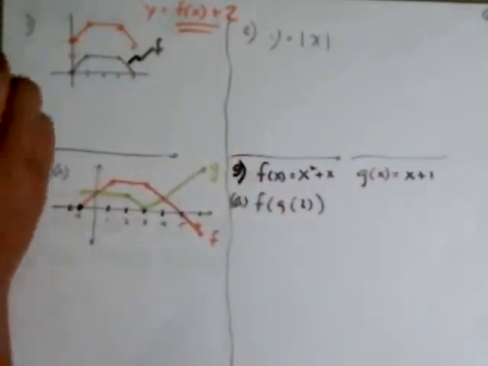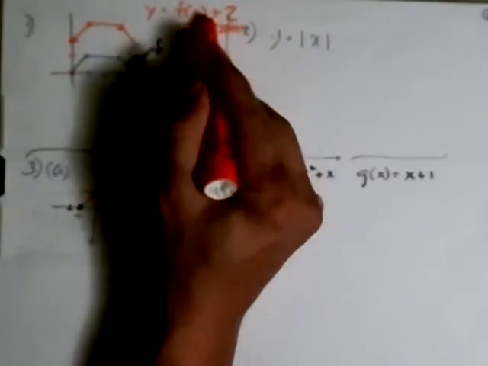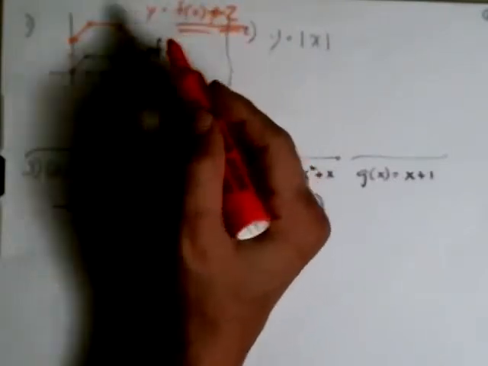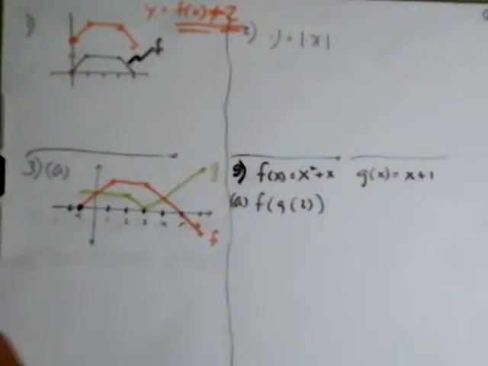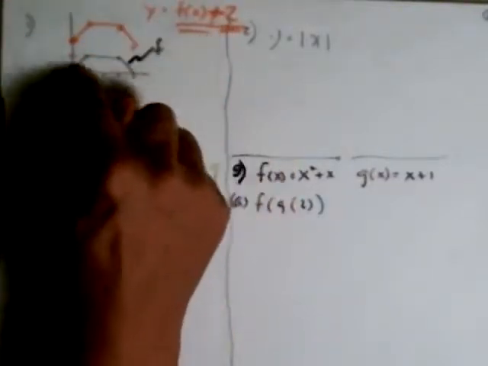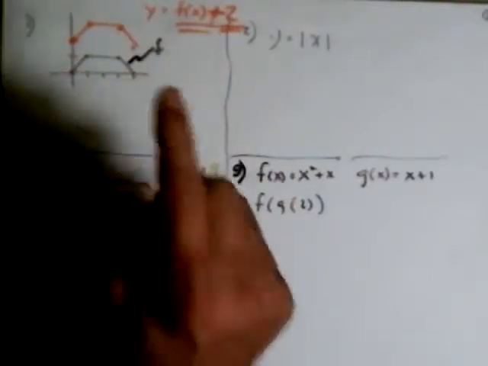So this 2 right there, this plus 2 on the outside, tells you it's a vertical shift of 2 units up. If it's minus 3, then it's going to be 3 units down.